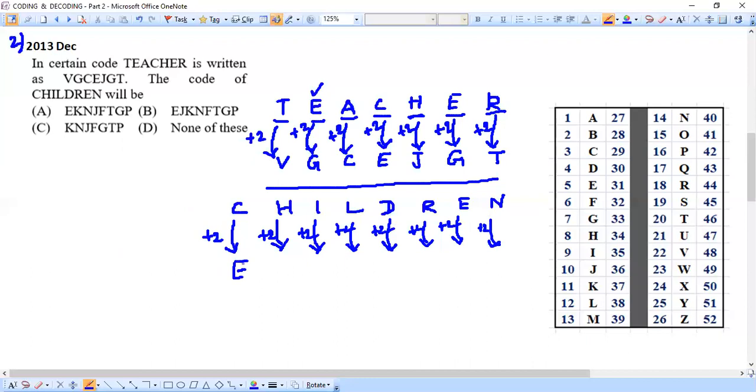Is it or not? So immediately come to the options and see whether any options we can reject. We can just see that, so we can reject option C. We can confirmly reject option C because it is starting with K here, but we have to get our answer starting with E. Yeah, that means option C we are rejecting.